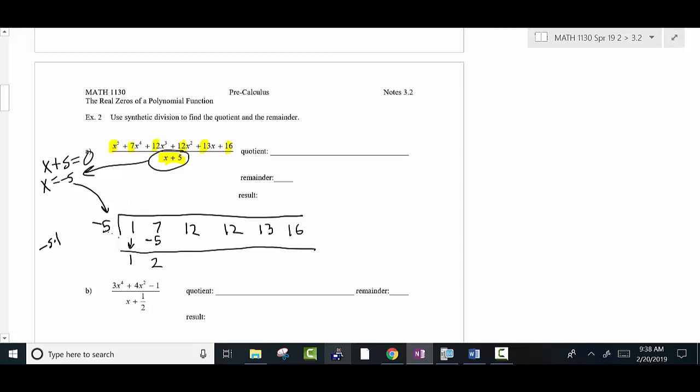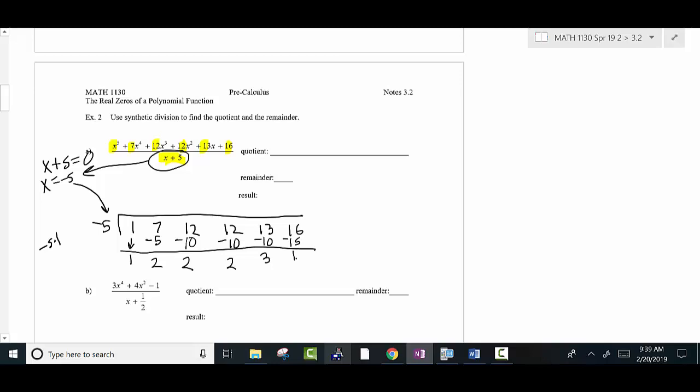Now you do negative 5 times 2, which is negative 10. Always add the column. 12 added to negative 10 is 2. Then again, negative 5 times 2 is negative 10. Add the column, that's 2 again. Negative 5 times 2 is negative 10. Add the column, that's 3. Negative 5 times 3 is negative 15. Add the column, that's 1.